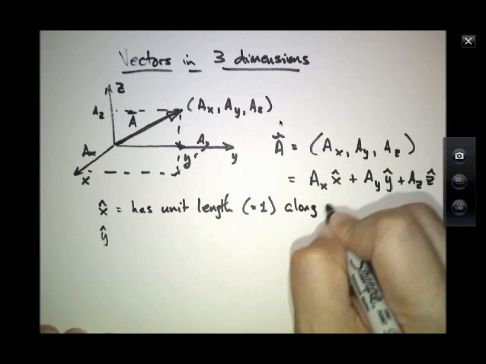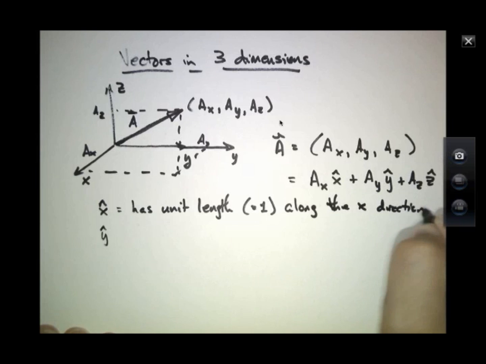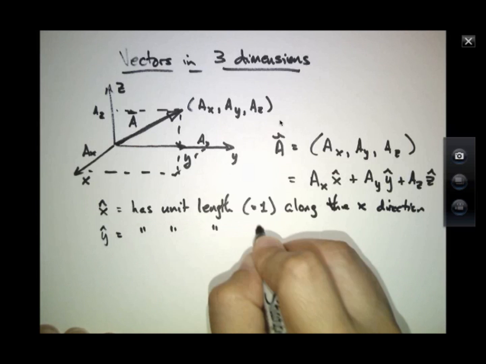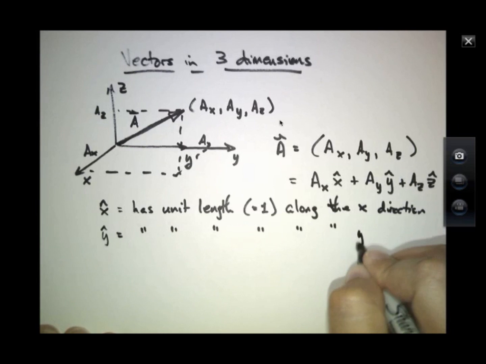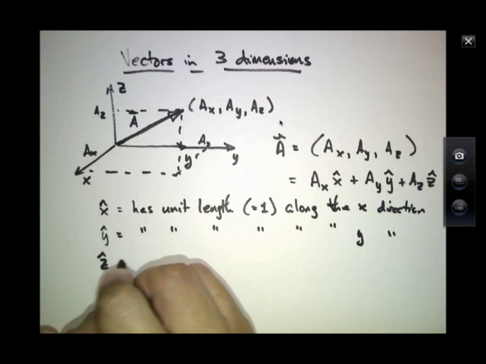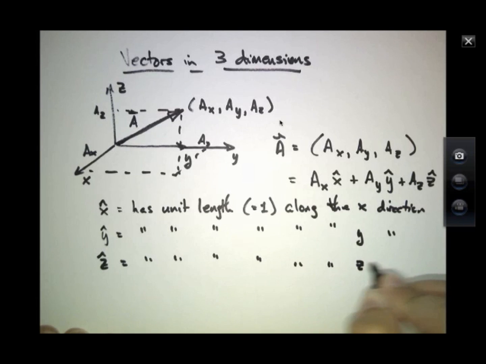And it's along the x direction. Likewise, the y hat vector is a 1 unit length vector along the y direction. And the z hat vector is the same thing along the z direction. So we'll come to need sometimes 3-dimensional vectors, in which case we'll have to remember to use the ordered triplet rather than just the ordered pair.